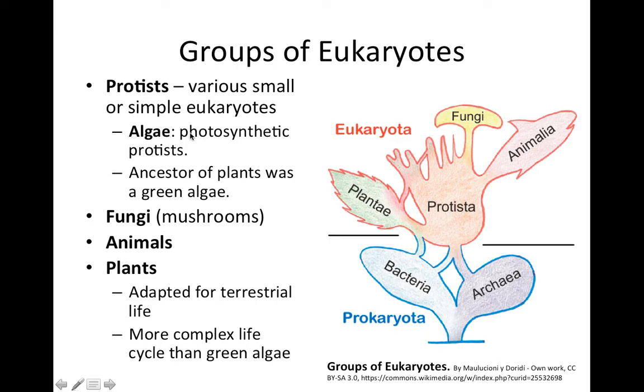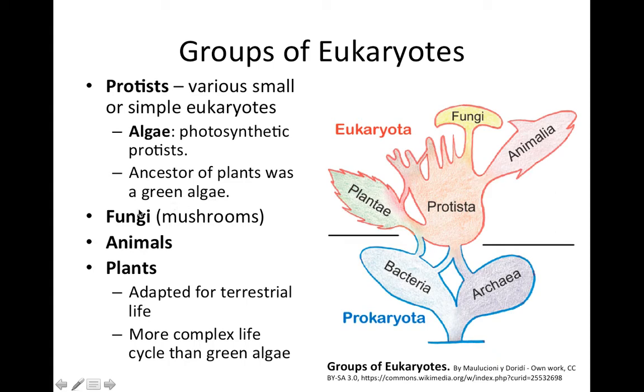Algae are one example of protists. So we're going to use the term algae basically for photosynthetic protists. And this group is going to be important in our study of plants because the ancestor of terrestrial plants was in fact a green algae.